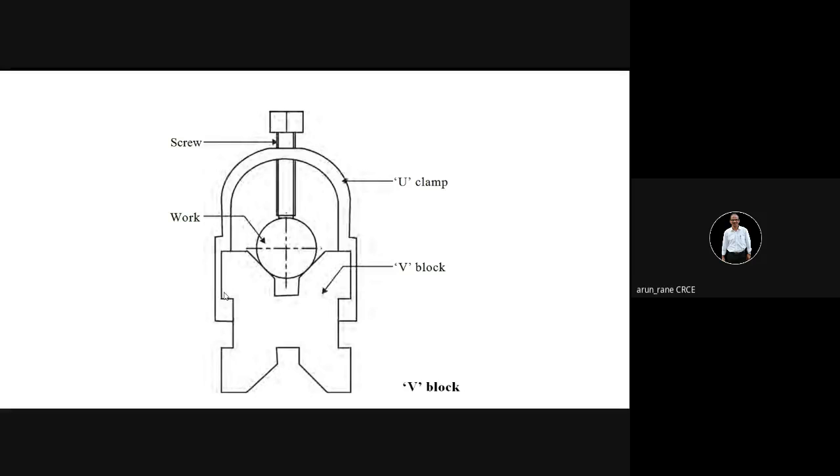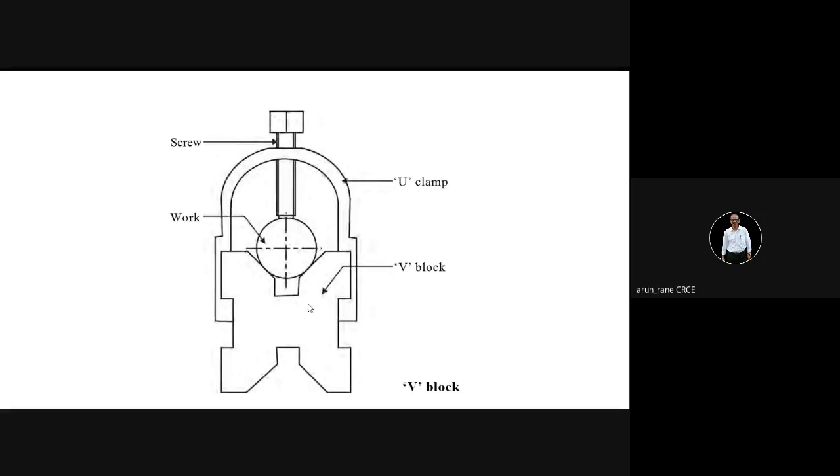Yeah, please. What is the material of the V block? The material of the V block is generally EN24 or EN36. EN is a European standard. And V blocks are hardened. Yes, EN24 or EN36, and these are hardened and ground.